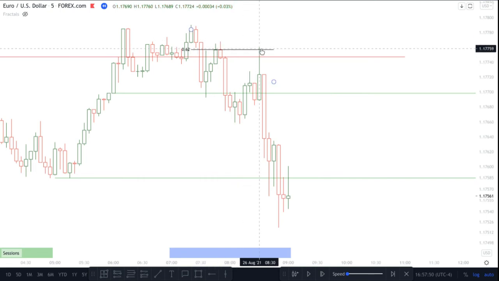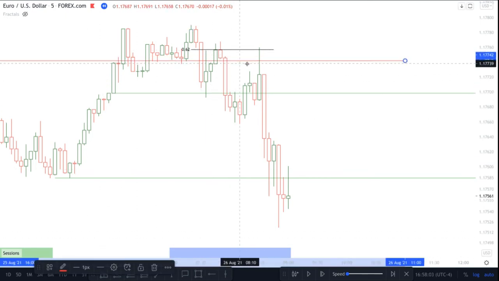Because as you can see how algorithmic it is, price breaks the low again. Price breaks this low again, and look at what immediately happens. A reversal, back up here. What's this in here? A fair value gap. Oh no.